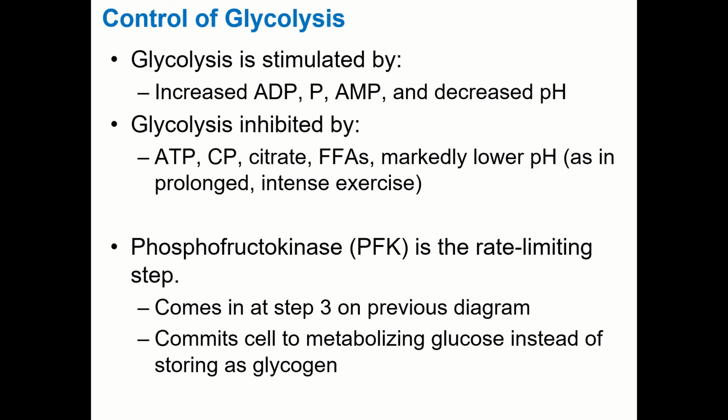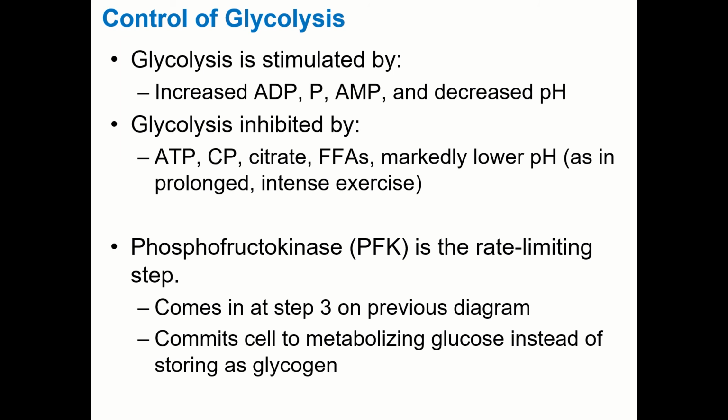Glycolysis is inhibited or slowed down or stopped by plenty of ATP. If I have lots of ATP available, no reason to keep breaking down glucose to remake it, right? If we have full stores of creatine phosphate, you'll also see that one abbreviated as PCr, which means phosphocreatine. So I have full stores of phosphocreatine or creatine phosphate, I don't need to break down glucose. Citrate, which was in the citric acid cycle. Free fatty acids, markedly lower pH.